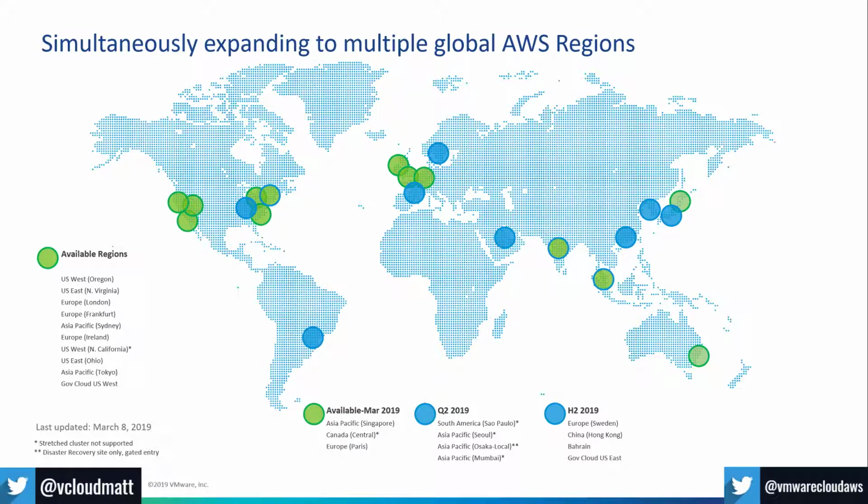And going into Q2 2019, we're looking at Sao Paulo, Seoul, Osaka Local, and Mumbai. Mumbai is actually fairly high demand for us as well, so we're working on definitely expanding more into that Asia Pacific realm. And for the second half of this year, we're looking at Sweden, Hong Kong, Bahrain, and GovCloud US East. So we are definitely, like I said, planning to expand, and we will continue to expand until we are in every single AWS data center.